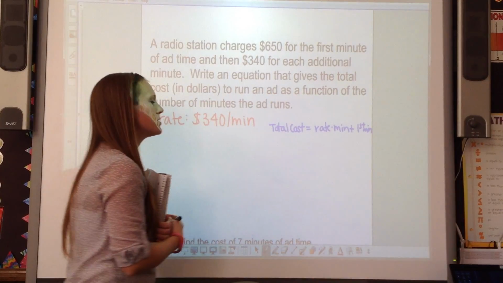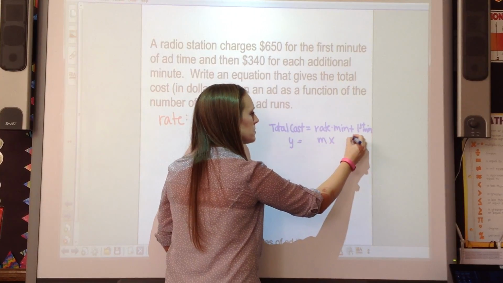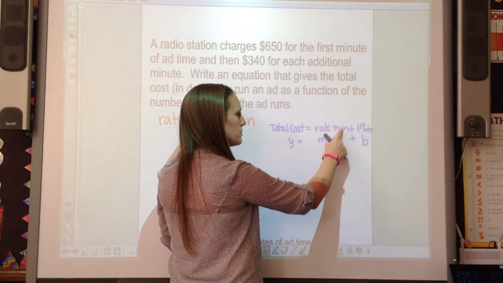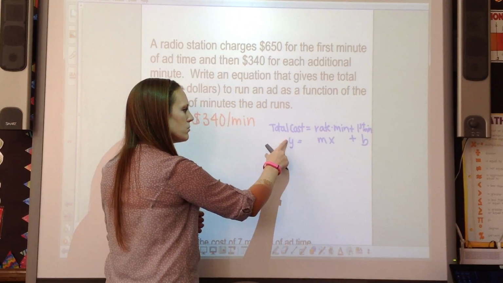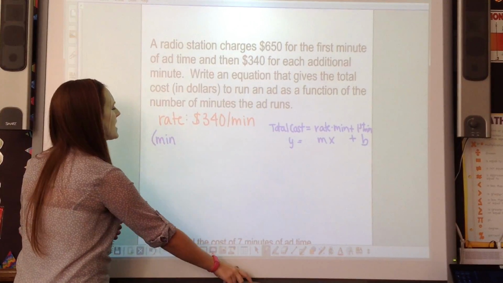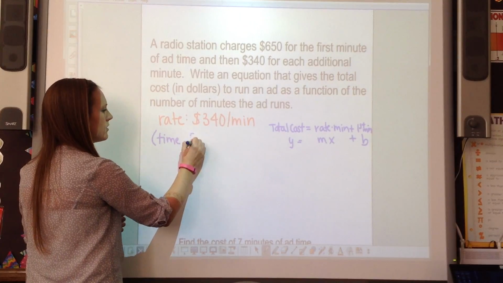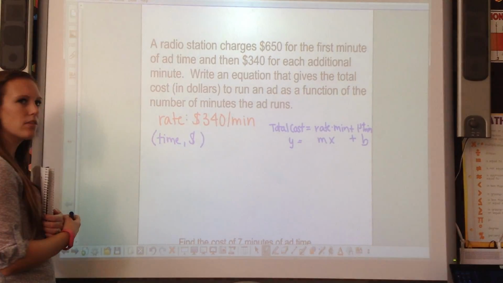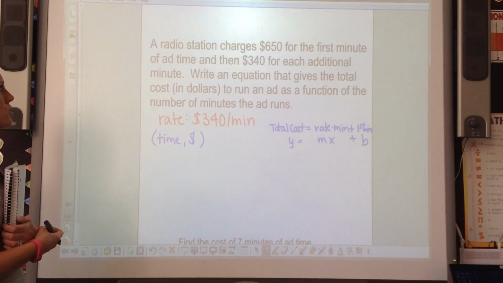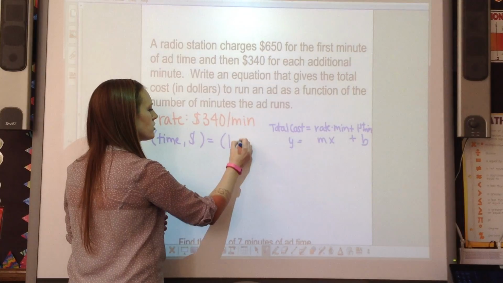Okay, now think of slope-intercept form. Slope-intercept form says y equals mx plus b. So think about what our ordered pair would be. Our ordered pair would be minutes to money. Or maybe you want to put time. Our ordered pair should be time and then the cost. Okay, now that I kind of thought that through, I'm able to make an ordered pair over here. A radio station charges $650 for the first minute. So for 1 minute, they charge $650.